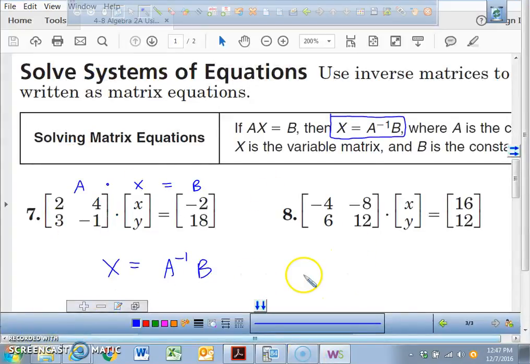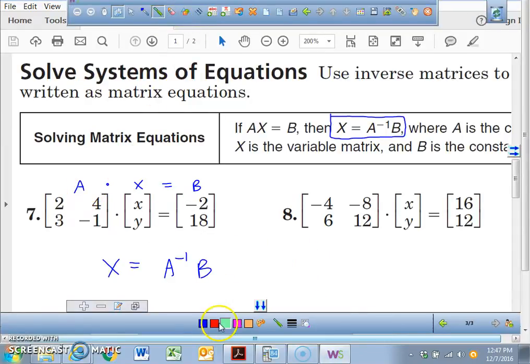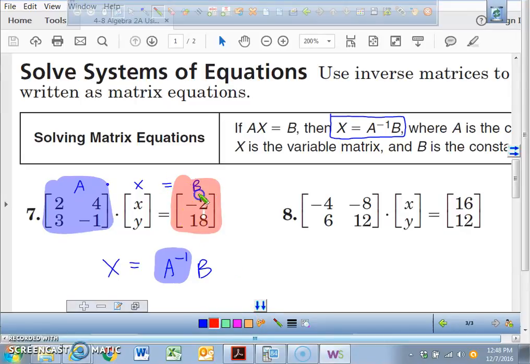All right, now we're going to go ahead and continue working on problem number 7. This is matrix A right here, everybody. We got to find its inverse. This right here is matrix B. And what we're going to be solving for is this matrix X, which is going to give us our X value and our Y value that makes everything work. So we're going to go to the graphing calculator.